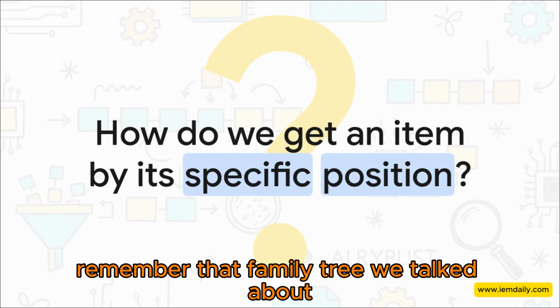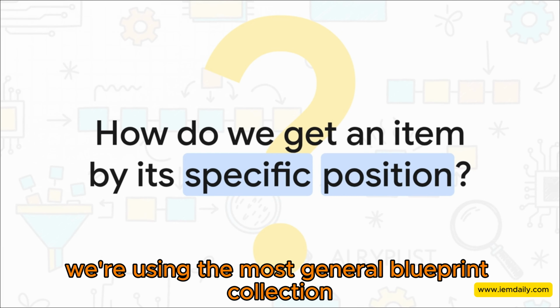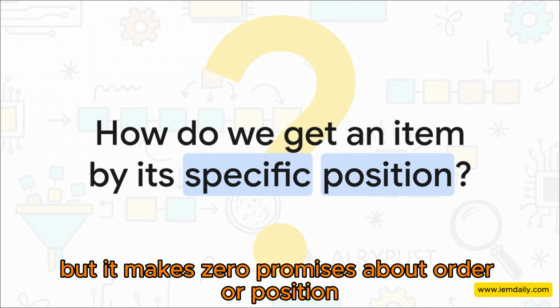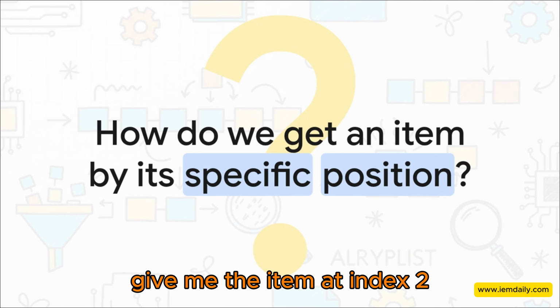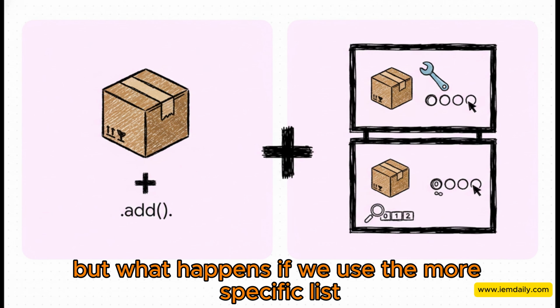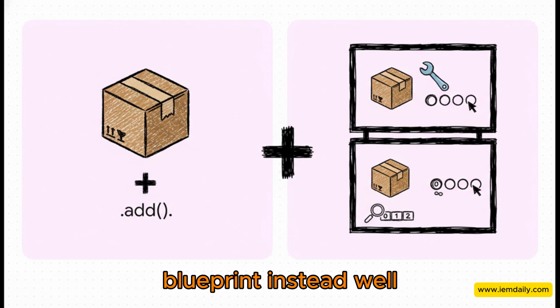Remember that family tree we talked about? Right now, we're using the most general blueprint, collection. And that blueprint guarantees that we can add things and remove things, but it makes zero promises about order or position. You can't ask it, hey, give me the item at index 2. It just doesn't know how to do that. But what happens if we use the more specific list blueprint instead?